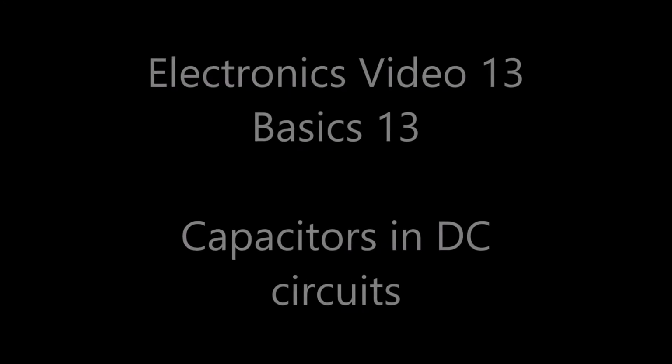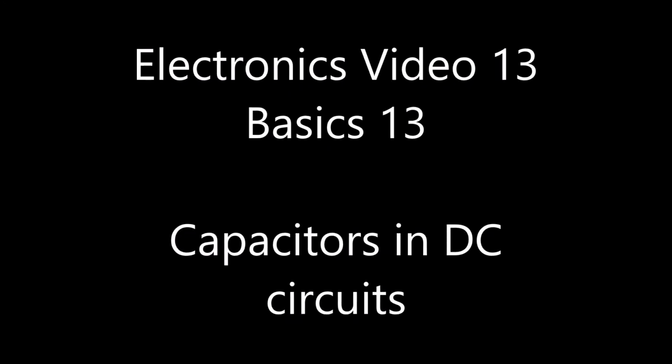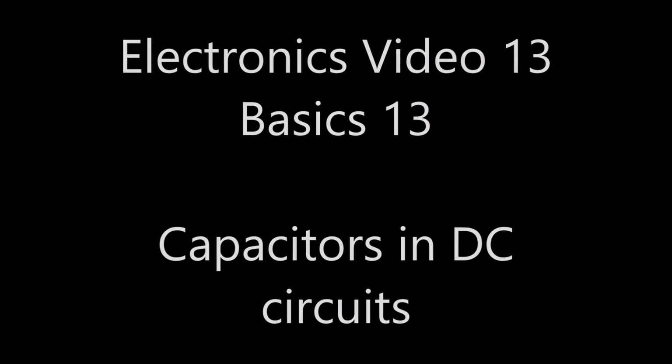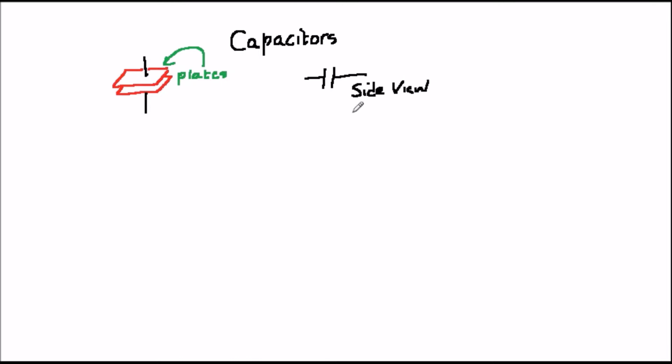Let's start our discussion of capacitors by describing their construction. A capacitor is two metal plates which are separated by an insulator. This insulator is called a dielectric. Obviously, because there is no conductor connecting the two plates, no current can flow between them.